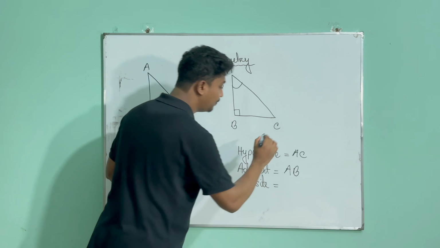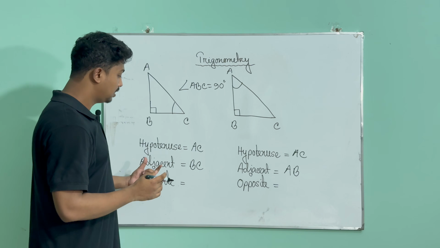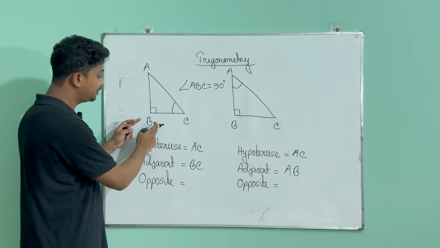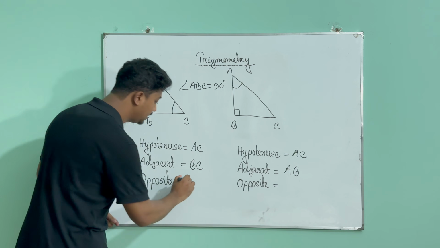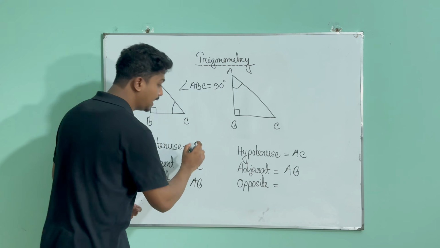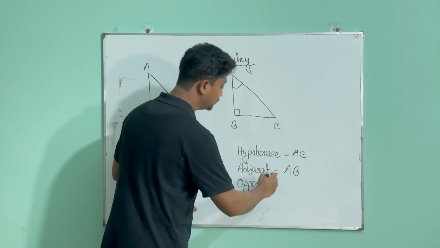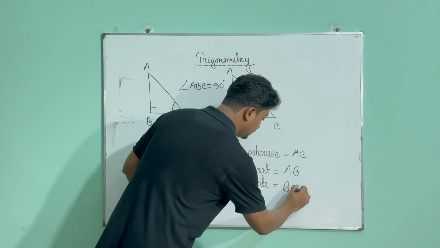And when you have found the adjacent, automatically the other side becomes the opposite. So which one is the other side here? BC is the adjacent, the other side is AB. So AB is the opposite here. And for this triangle, BC is the other side. So BC is the opposite here.